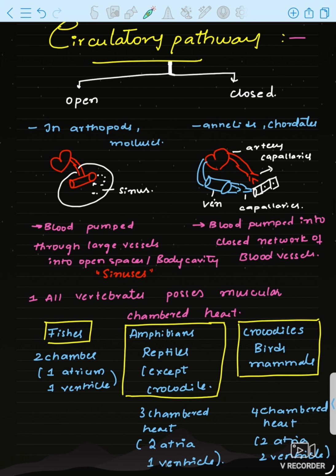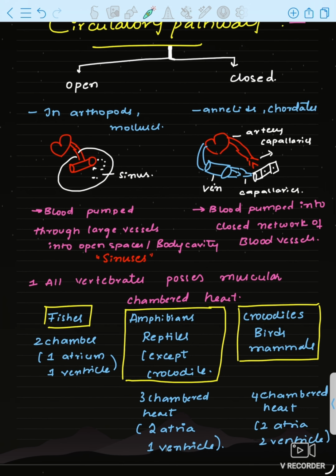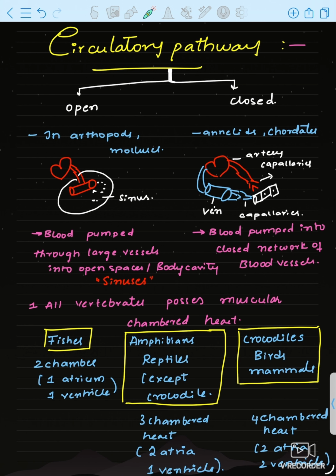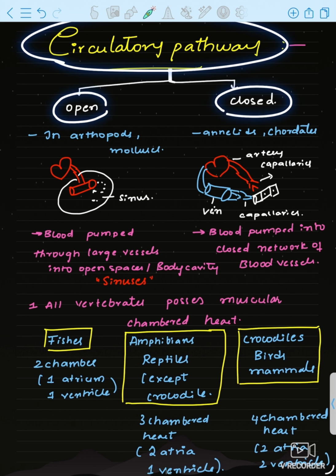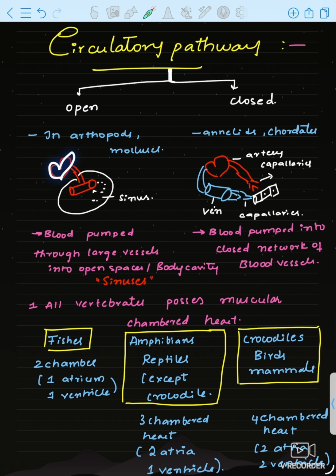Now we are entering into the circulatory pathway. This is so interesting, very, very interesting. Let us discuss. The circulatory pathway is open and closed. What is meant by open? See, this is the heart.